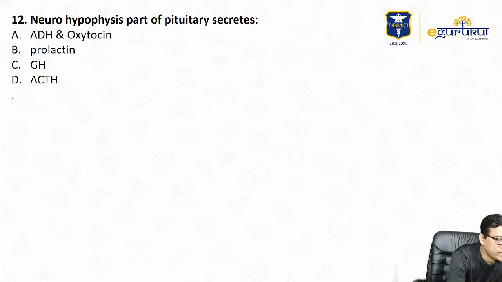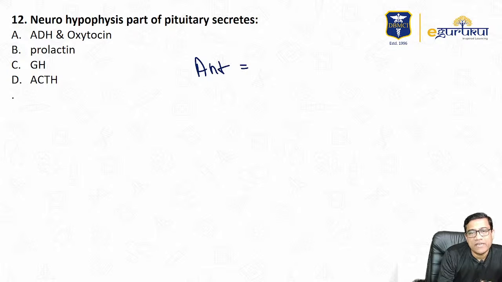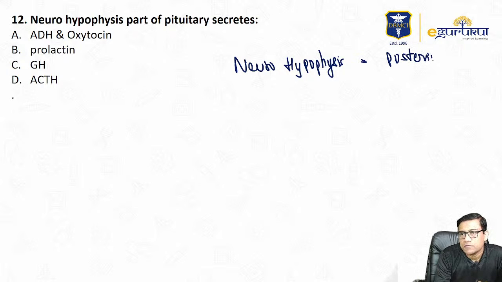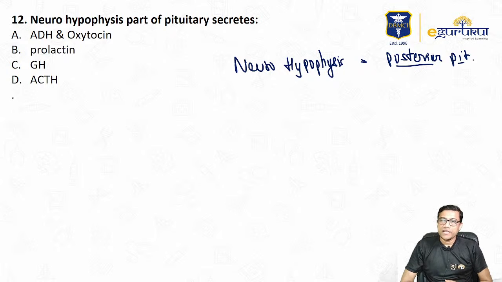The neurohypophysis part of the pituitary secretes what? So what will the neurohypophysis do? First, remember the anterior pituitary releases LH. I'll just do it properly. First we know the neurohypophysis is the posterior pituitary. Very easy question. Again, that's not in the notes given. It is the posterior pituitary. Clear?